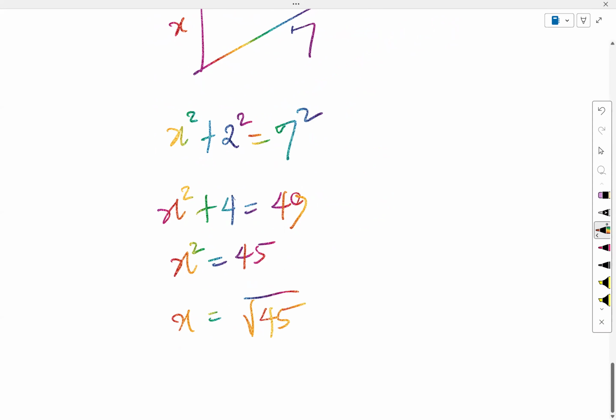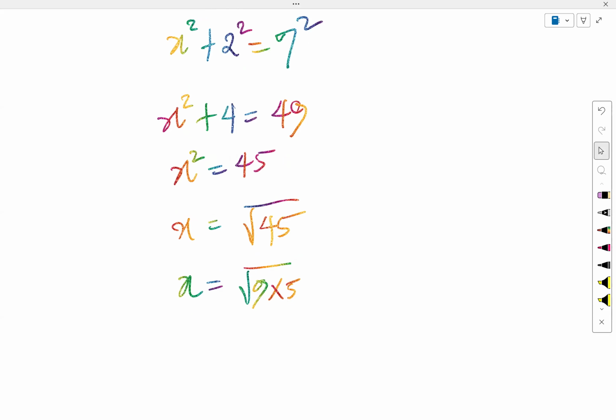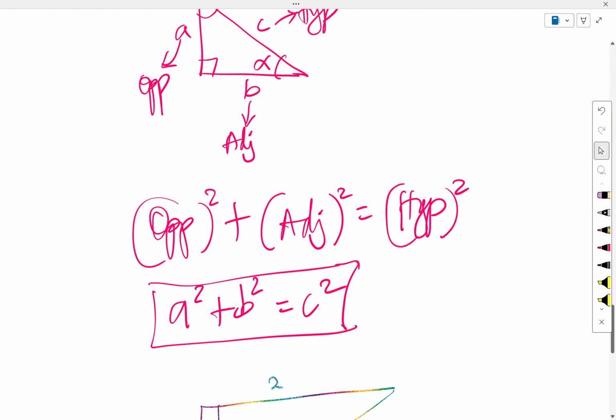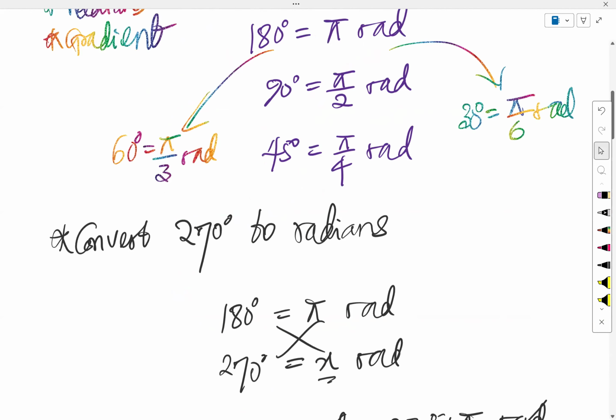In this case, we take just the positive because we are dealing with lines, right? There's no negative line. So we have x equal to the square root of 45, which is the square root of 9 times 5. That simply means that side is going to be 3 root 5 units. So that's the idea of Pythagoras theorem. That's another foundation that we really need to pay attention to.